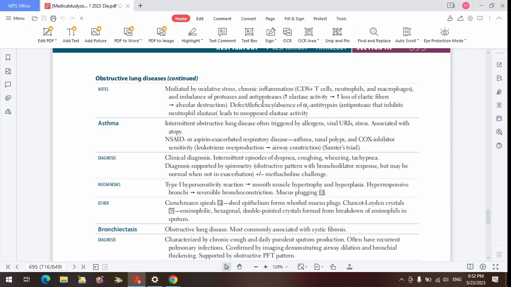The imbalance can also be due to reduced antiprotease, for example, in someone that has alpha-1 antitrypsin deficiency. There's no antiprotease to inhibit neutrophil elastase, which leads to unopposed elastase activity destroying the lungs.